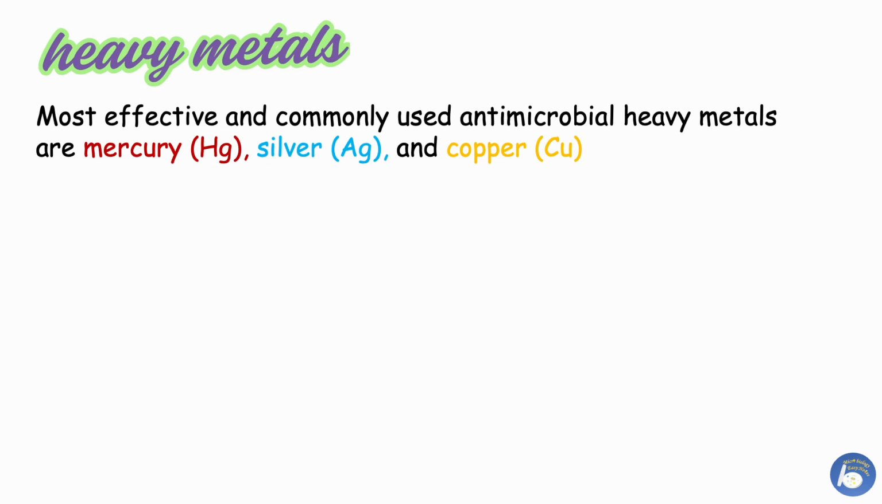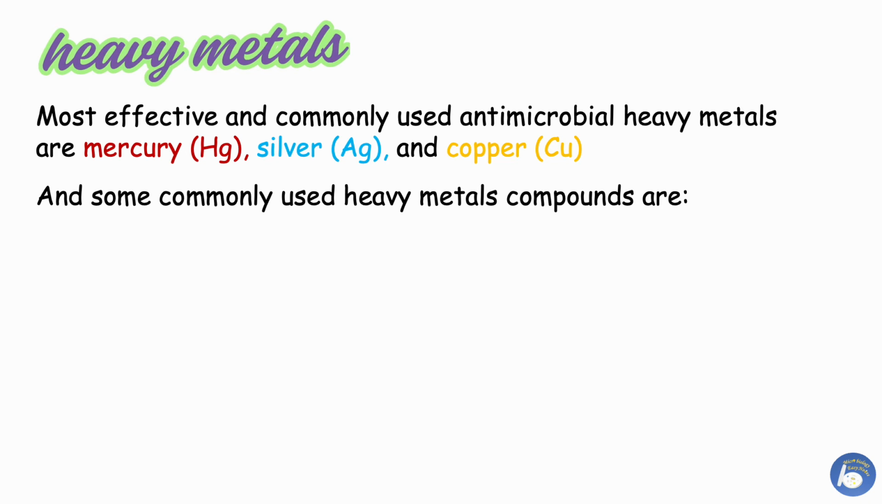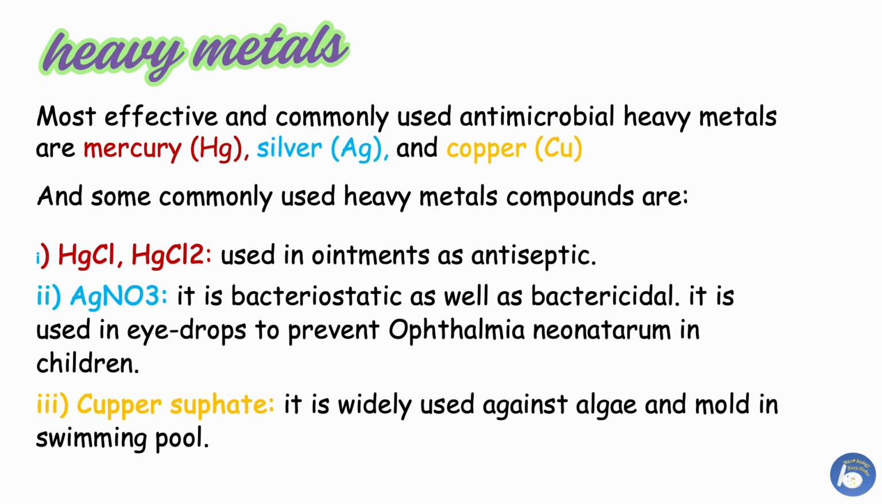Heavy metals. Most effective and commonly used antimicrobial heavy metals are mercury, silver, and copper. Some commonly used heavy metal compounds are mercury chloride, used in ointments as an antiseptic. Silver nitrate is bacteriostatic as well as bactericidal. It is used in eye drops to prevent ophthalmia neonatorum in children. Copper sulfate is widely used against algae and molds in swimming pools.